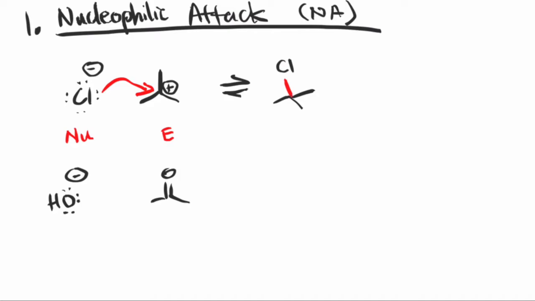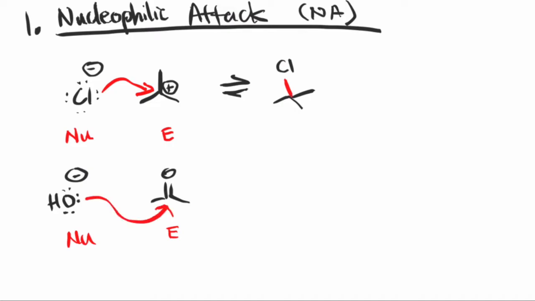In this example, first, can you identify your nucleophile and electrophile? Again, you have your nucleophile, which will donate its lone pair of electrons towards the electrophilic center, which is the carbon of that carbonyl.